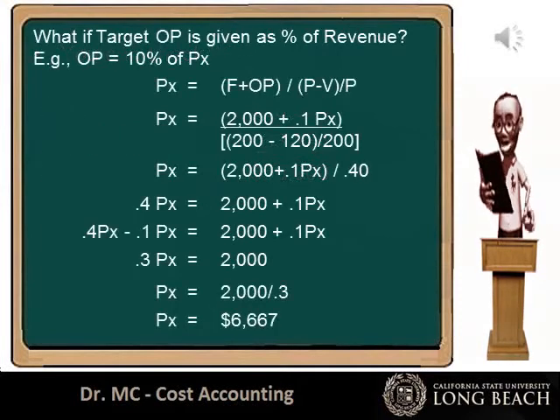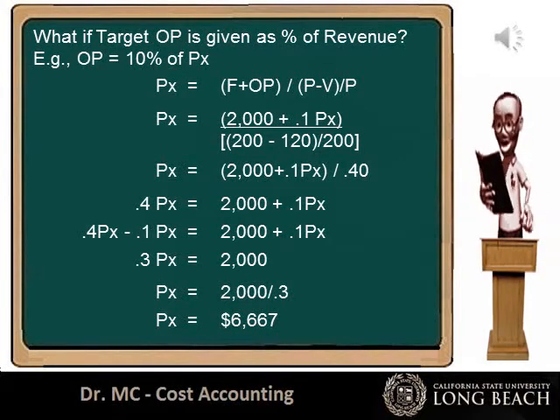Now consider what you should do if you are asked to calculate the amount of sales you will need in order to generate an operating profits figure that is equal to a given percentage of your gross sales. We shall use our previous example, and add the requirement that we must generate operating profits equal to 10% of our gross sales. Start with modified formula B, so that you have Px equals 2000 plus 10% of Px divided by 200 minus 120 divided by 200. This results in Px equals 2000 plus 10% of Px divided by 40%.